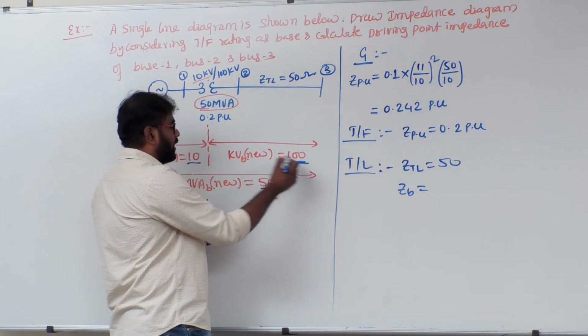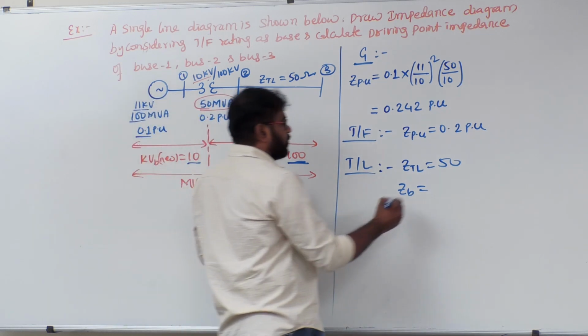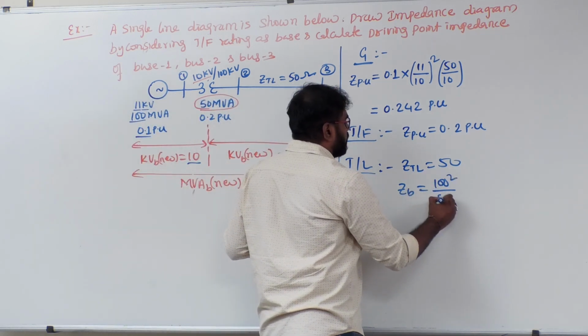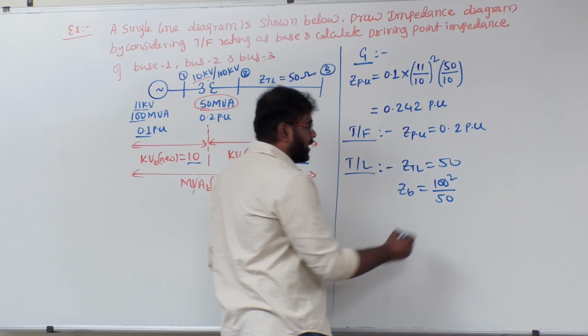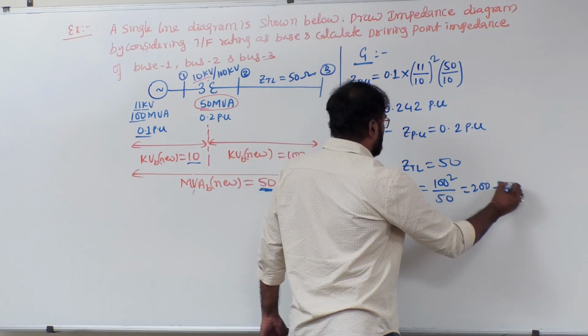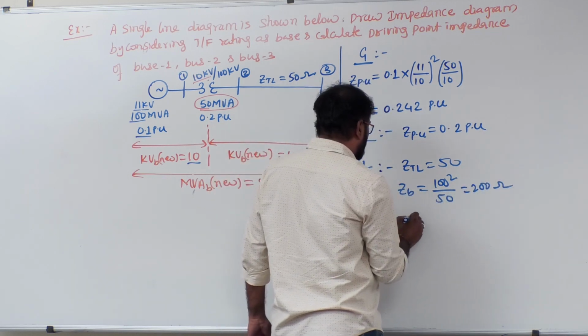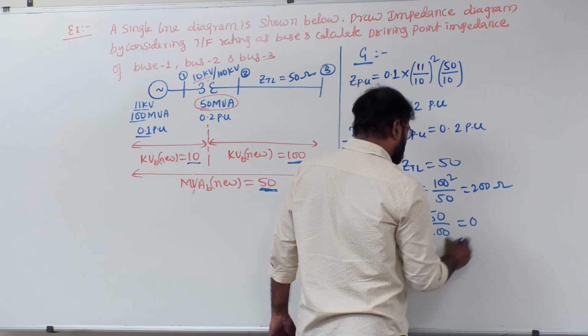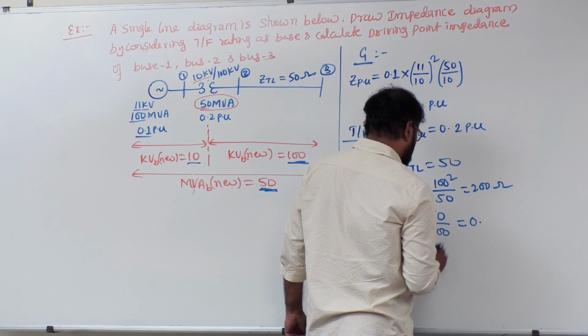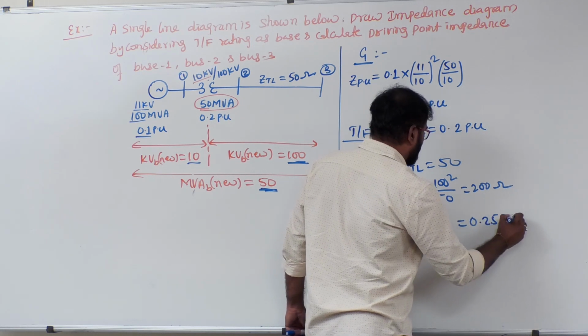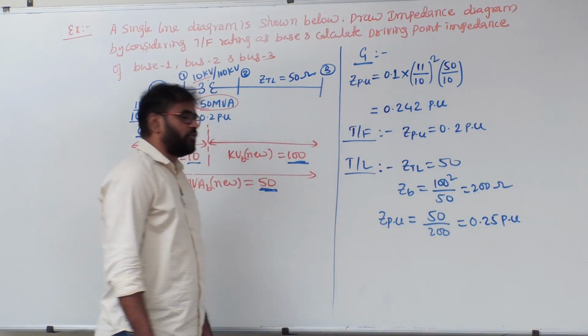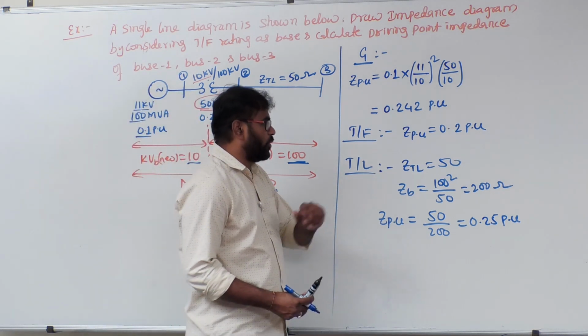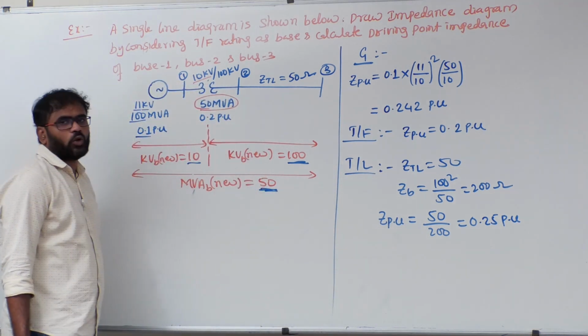KVB new is 100 and MVAB new is 50. That means 100 square by 50, so we get 200 ohms. So the Z per unit for the transmission line is 50 by 200, which is 0.25 per unit. Now we can draw the impedance diagram.